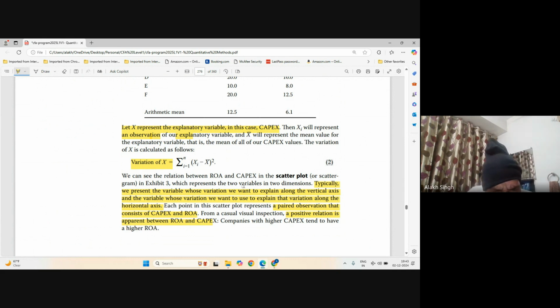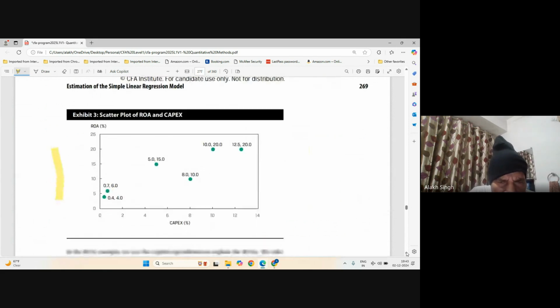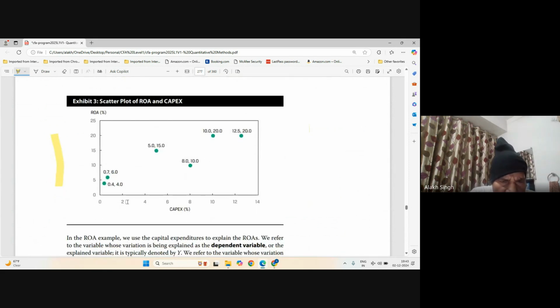We will look at a scatter plot first of all, so that we can figure out if there is a linear or non-linear relationship. So let's see a scatter plot, and this is the scatter plot. It looks like an increasing linear relationship, meaning return on assets increases as the capital expenditure increases. Capital expenditure percentage, you see here.